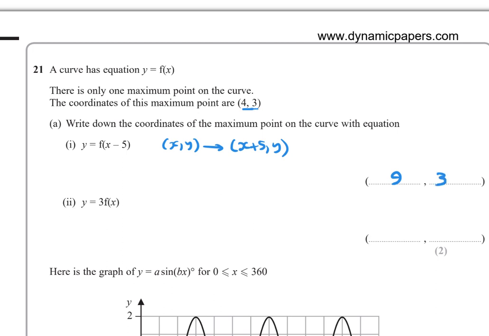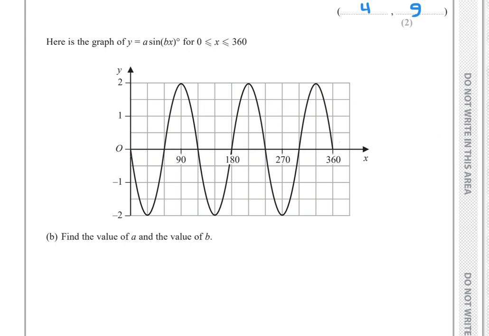Part two, y equals 3f(x). This is a vertical stretch by scale factor 3, so the point x and y will be x and 3y, so multiply y by 3 and keep x the same. 4 and 3 multiplied by 3 equals 9, so 4 and 9. Next, here is the graph of y equals a sine bx, x more than or equal to 0, less than or equal to 360. Find the value of a and the value of b.